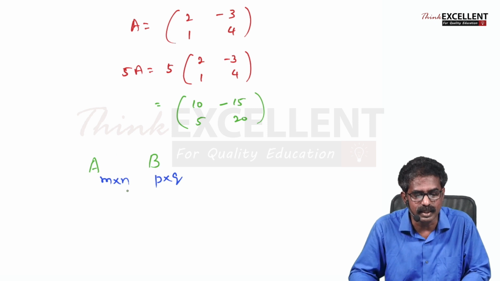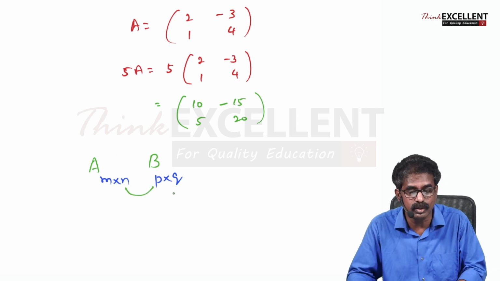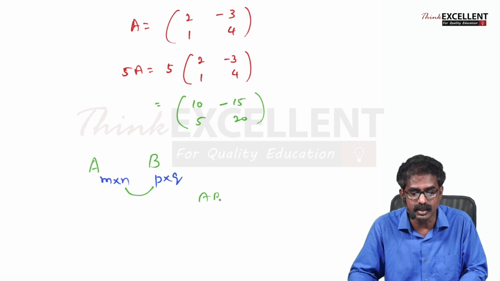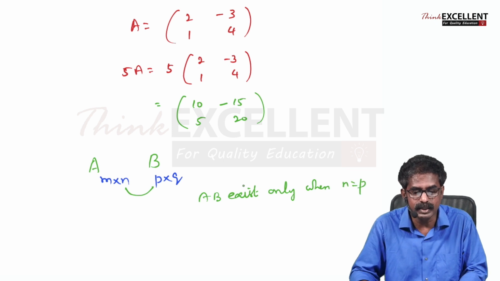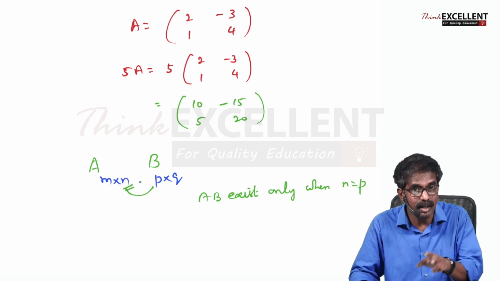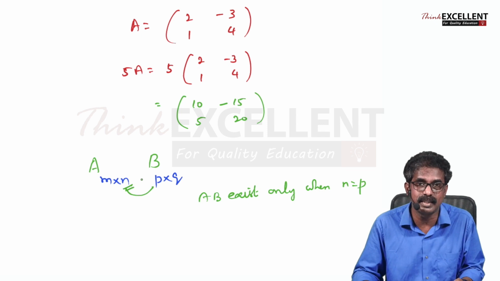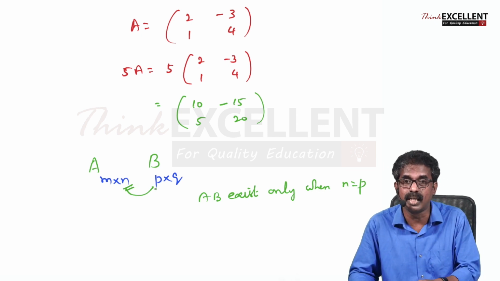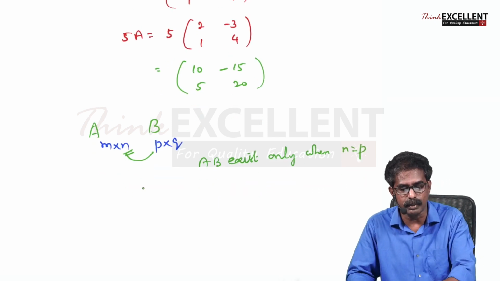What's the condition? These two must be same, right? N equal to P. So AB exists only when N equal to P. What is that N? Number of columns. Number of columns of the first matrix is equal to number of rows of the second matrix. Okay, then only AB exists.